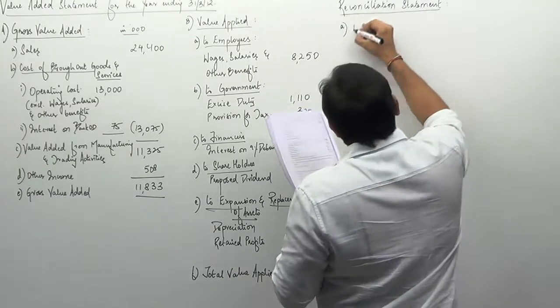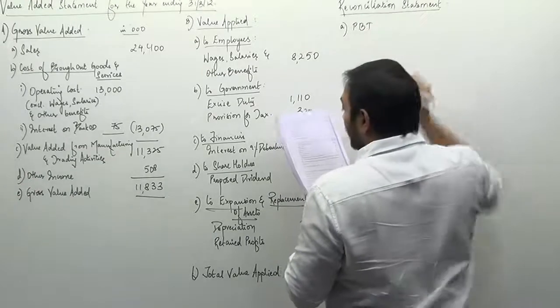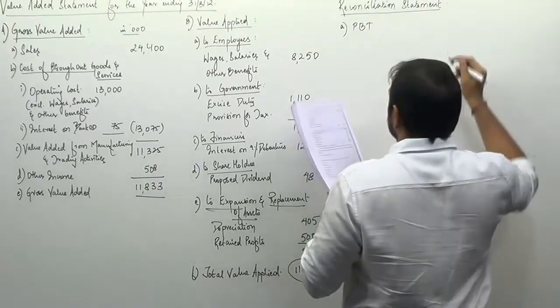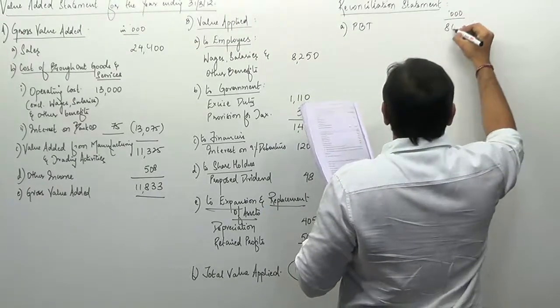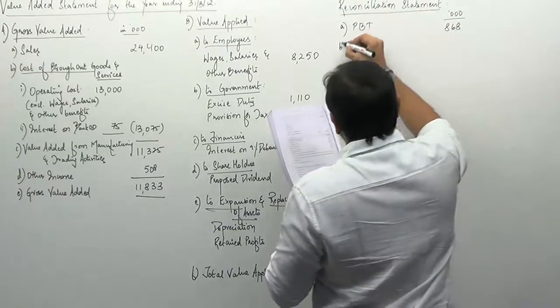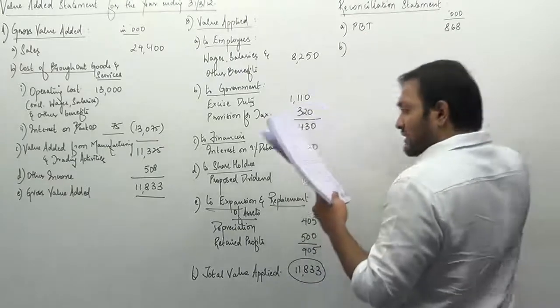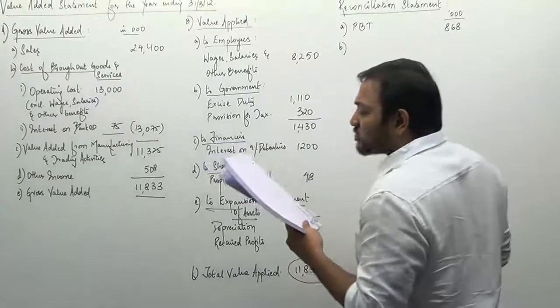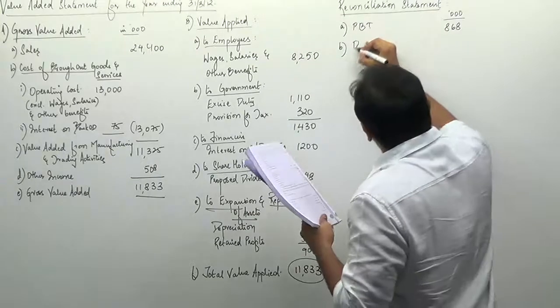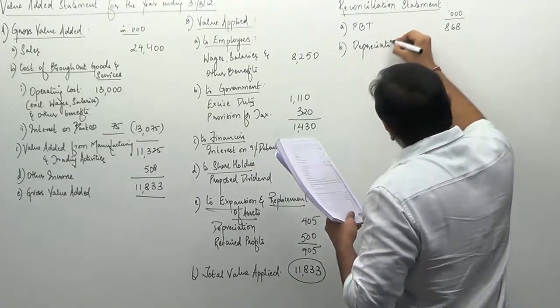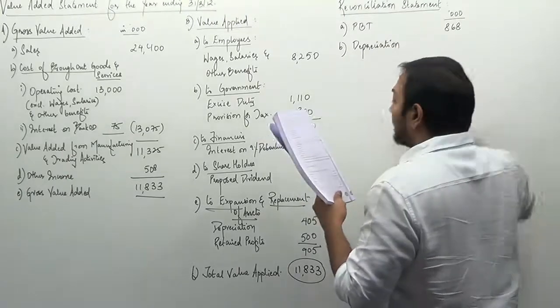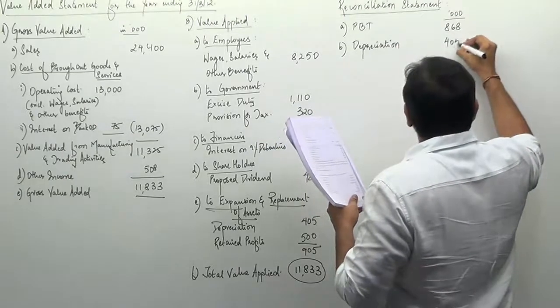Start with PBT. Check your profit before tax. All rupees in thousands. PBT is 868. Continue. Check what are the items not considered in gross value added. PBT, the first item not considered is depreciation. We have considered it under value applied towards expansion and replacement of assets. 405.